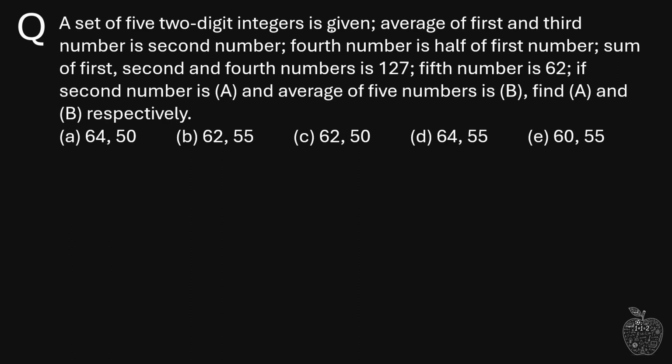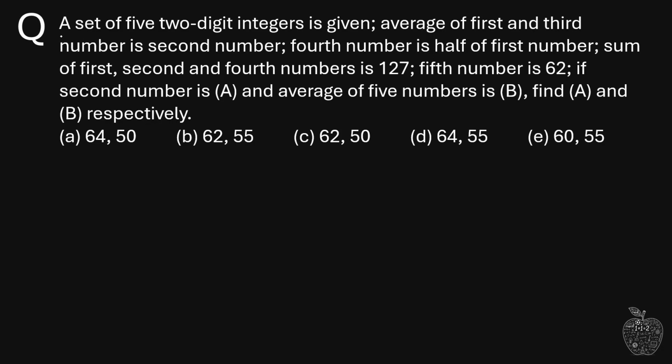A set of 5 two-digit integers is given. Average of first and third number is second number. Fourth number is half of first number. Sum of first, second and fourth number is 127. Fifth number is 62. If second number is A and average of 5 numbers is B, find A and B respectively.